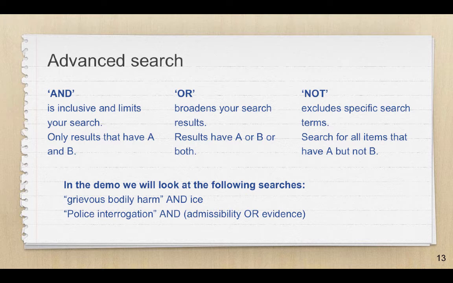The third option with an advanced search is you can exclude specific terms. So you might be getting a lot of results that relate to something that's actually really not quite relevant. So for example, you're looking for police interrogation cases and evidence cases, but you keep coming up with cases that relate to mental health, and you're not really interested in mental health in this particular circumstance, so you might want to exclude mental health. So you might say police interrogation but not mental health. So that would be a way to do it.